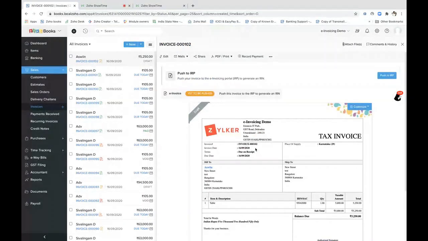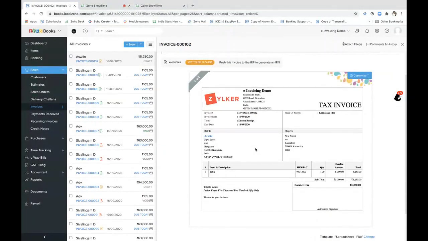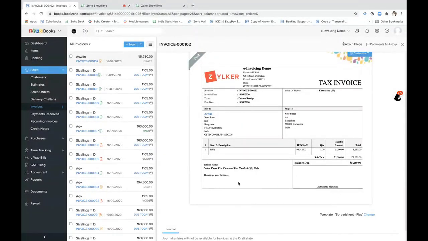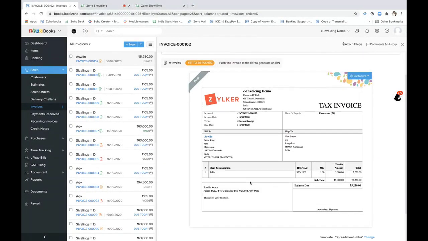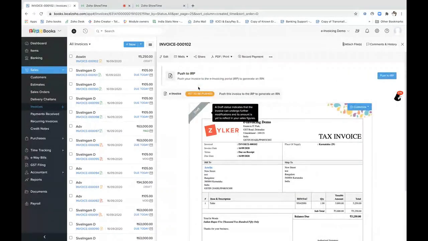So now this is a traditional invoice which we are normally creating. Does this have a QR code or an IRN number? Not yet, right? This is just a draft invoice. Once the invoice is created, it will be in a draft status and the label would be yet to be pushed just because the IRN number has not yet generated.